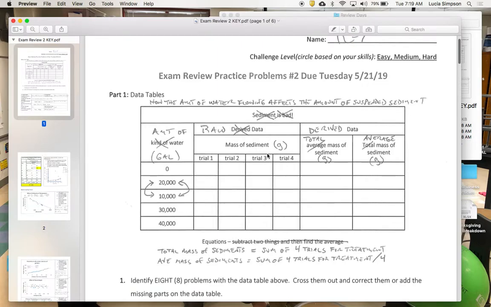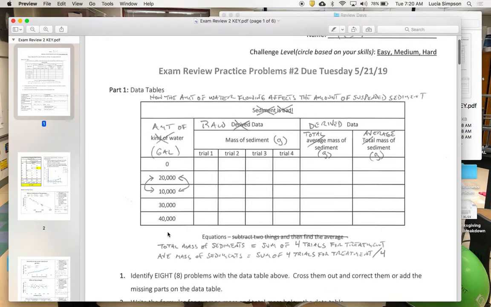Our next correction is simply adding units to our dependent variable, so the mass of the sediment is measured in grams. And finally, we like to have our values always moving in ascending or increasing order. So change this from 0 to 20,000, have this be 10,000, then 20,000, 30,000, and so on.